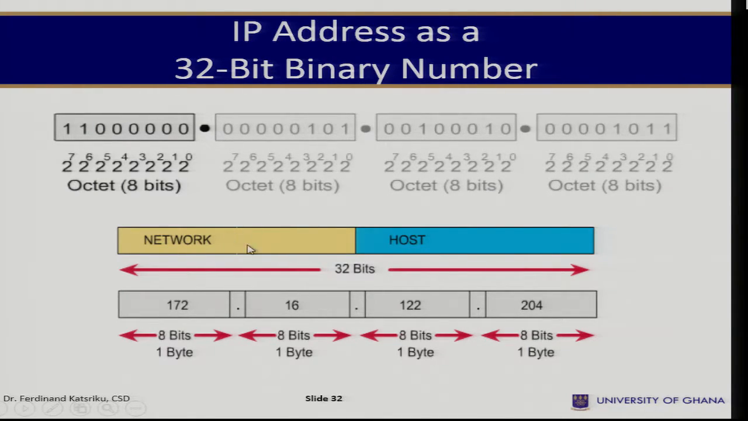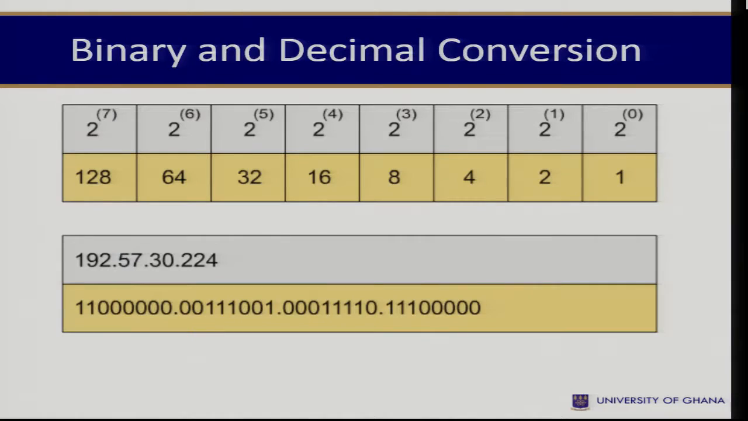And recall also that we said that a certain number of bits is reserved for the network address, and the rest as a host address. So in this case, you can see that for 172, the first 16 bits are used for the network, and the next 16 bits are used for the host.